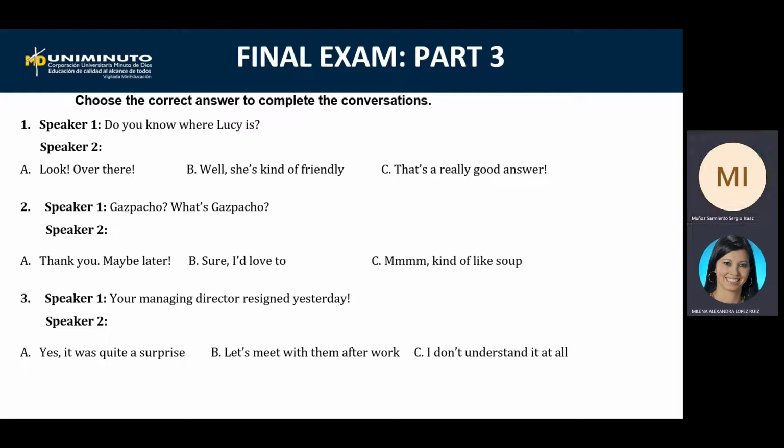So we're going to do more exercises according to part of our final exam. We're going to have six more conversations, and then we move on to part number 4. Just remember, choose the correct answers to complete the conversations, okay? Sergio, you're always going to be speaker number 1. I'm going to be speaker number 2, and you're going to choose the best answer, okay? So let's start. Number 1.